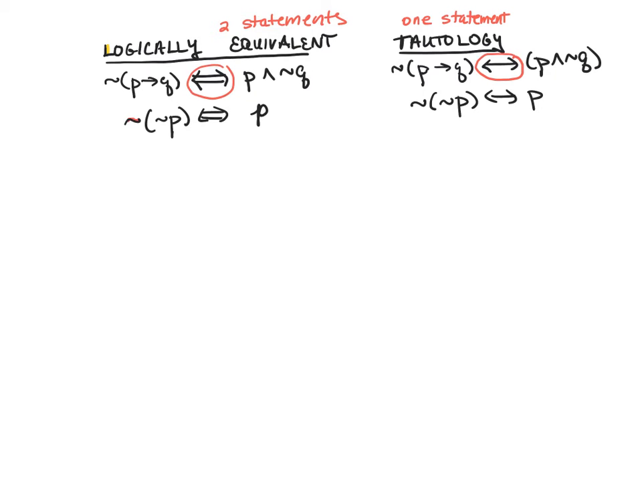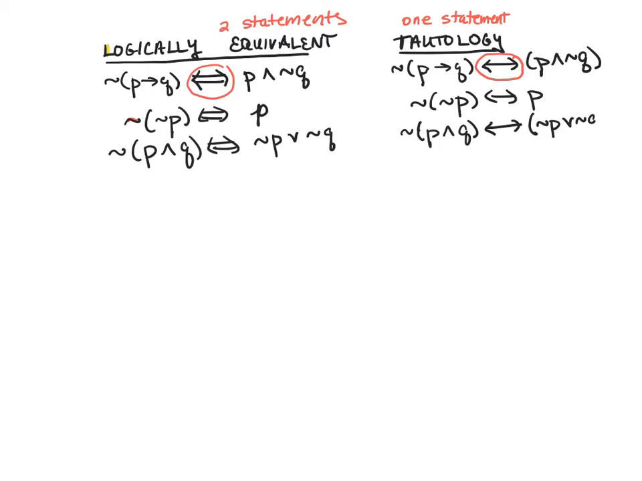We have De Morgan's laws. The negation of P and Q is logically equivalent to the negation of P or negation of Q. A tautology would be the negation of P and Q if and only if, and then I'll put parentheses, not P or not Q. This is a tautology as well. We already proved the logical equivalence, so the tautology comes right out.